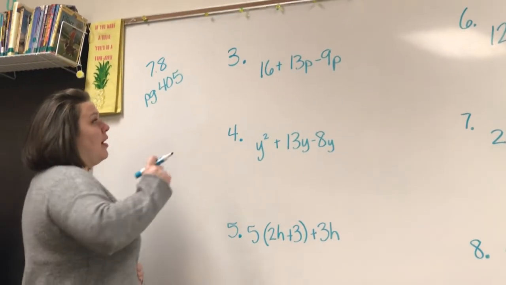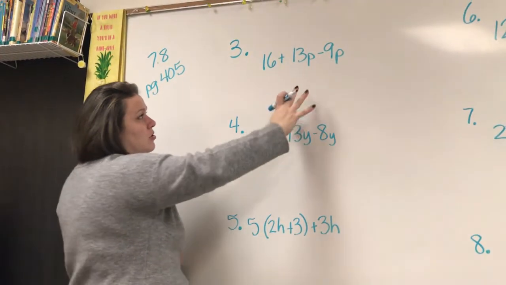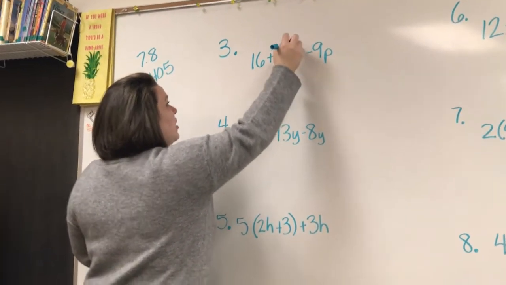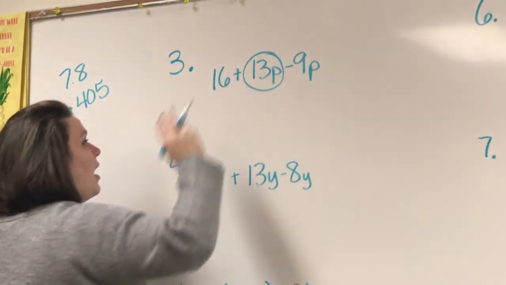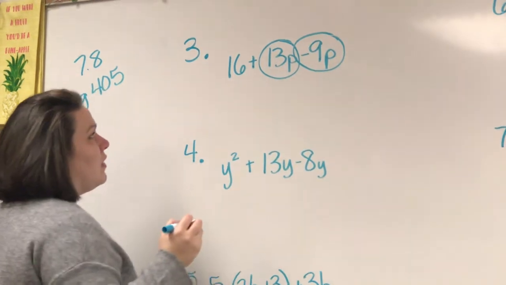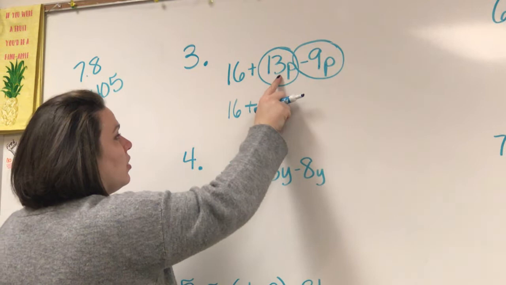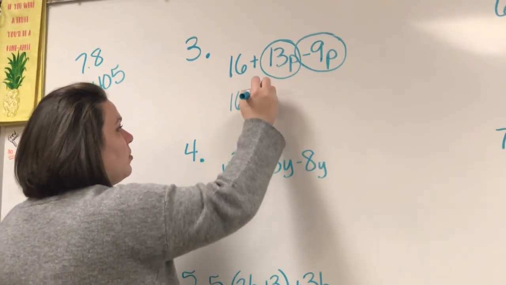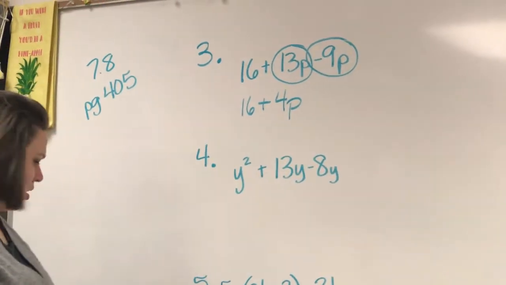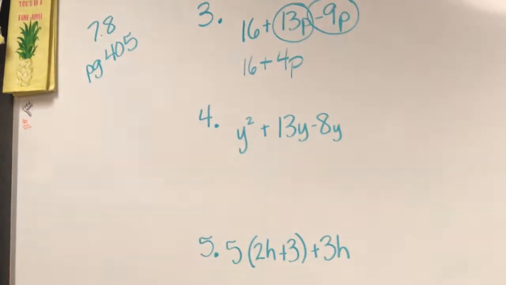So, I see a plain 16. I don't see any other plain numbers, so then I'll look for other like terms, and I see that these both have P. So I'm going to circle the first one, and on the second one, I'm circling it with the symbol that's in front of it. So I'm going to rewrite my problem: 16 plus 13 minus 9 would be 4, tack on that letter, 4P. I'm actually going to switch colors so you can see what I'm doing.